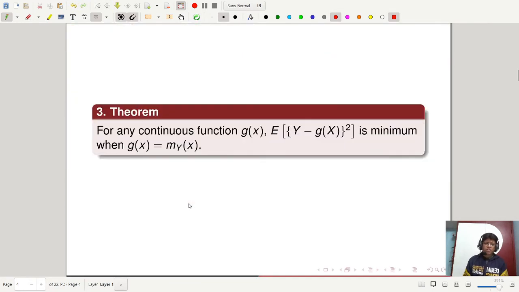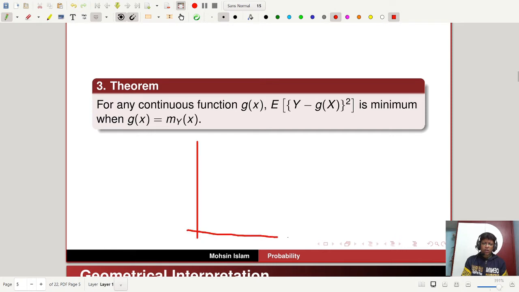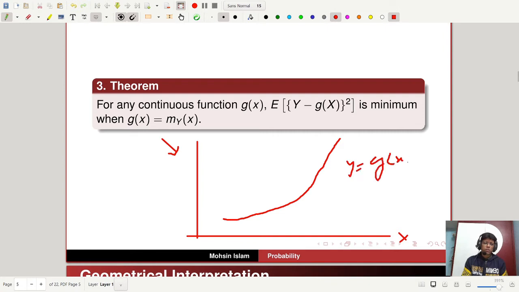Next, I will state without any proof a very important theorem. For any continuous function g(x), the expectation of (y minus g(x)) whole squared is minimum when g(x) is equal to m_y|x, the conditional mean. So if I draw a curve, suppose this is the x-axis, y-axis, and this is a continuous curve y equal to g(x), and the data is scattered around this curve, and suppose one of the points is (x, y). You can measure the vertical distance from the curve. This is the vertical deviation, your y minus g(x).